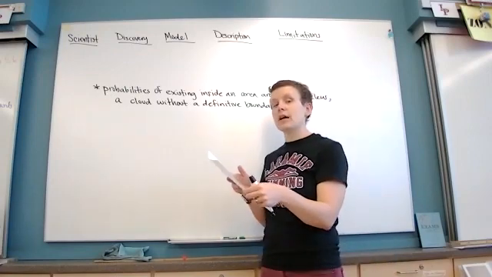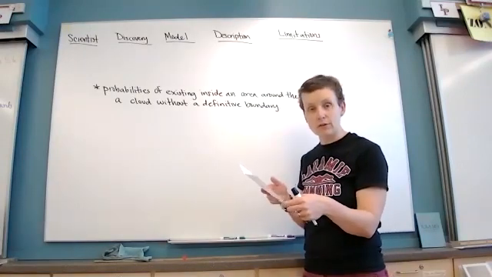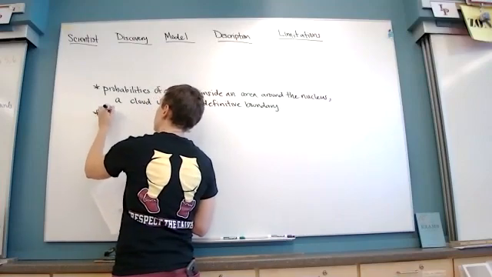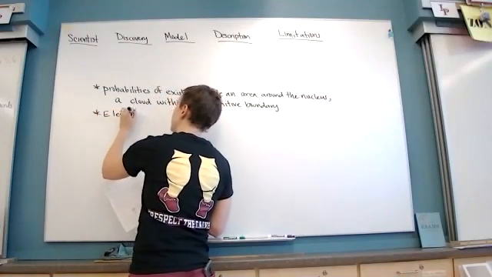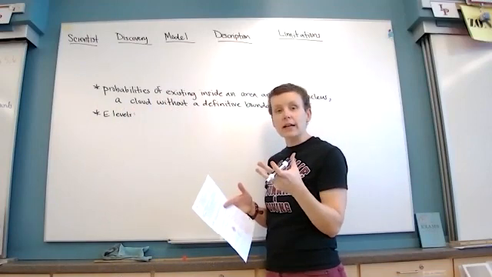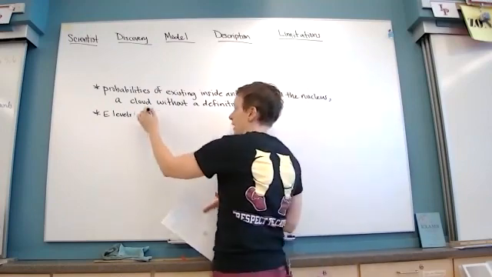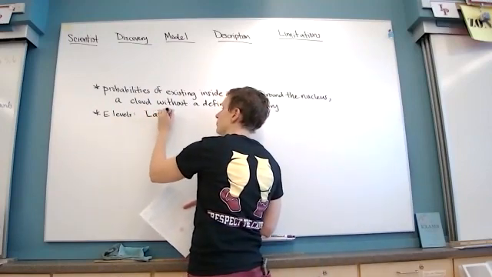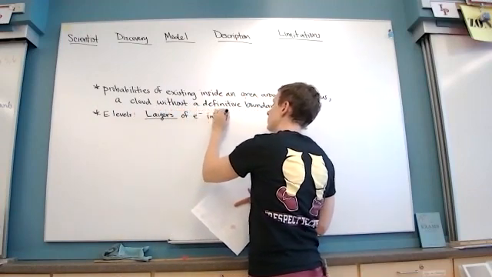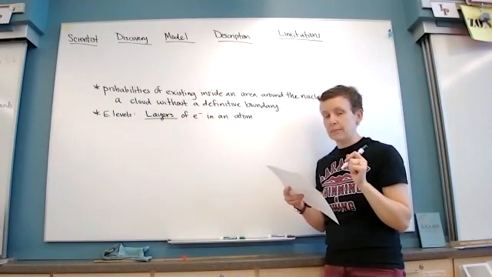All right, and underneath that, we have two asterisks. We have energy levels and we have energy sublevels in the quantum mechanical model. Energy levels are going to be layers of electrons in an atom. That's one way we can think of them. Layers of electrons in an atom.